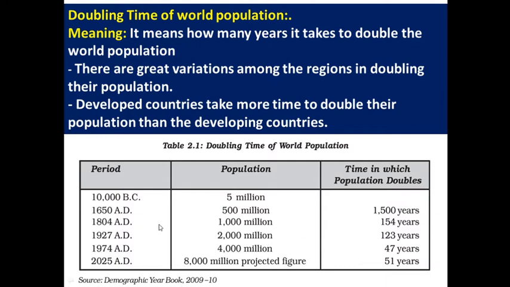So by studying this particular table, we can understand that there is a rapid growth of world population in recent years as compared to the early period. So this is the doubling times of world population.